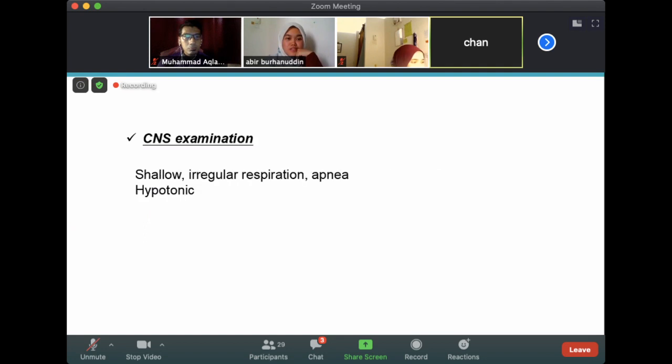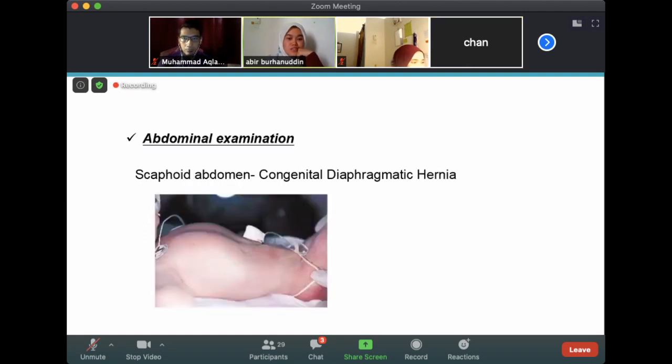Okay, wait. So this scaphoid abdomen, if you're looking for cyanosis, you see this during the immediate postpartum period, isn't it? Within the first few hours, or if it's a small diaphragmatic hernia, then maybe you can miss it for the first few days. Yeah. Next.